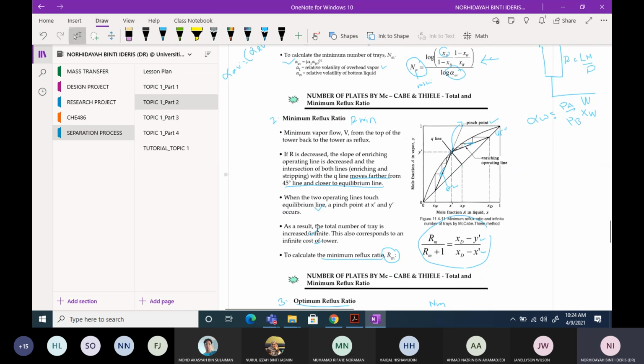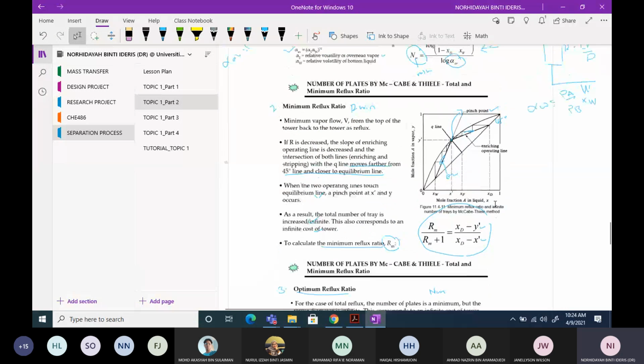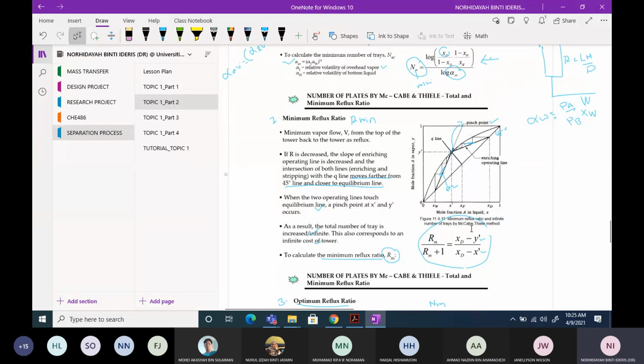Okay, so as a result, the total number of trays is increased, and that will also correspond to the increased cost of the tower. Okay, so that's how to calculate the minimum reflux ratio, RM. So this is how it goes. All right, this is the equation: RM over RM plus 1.